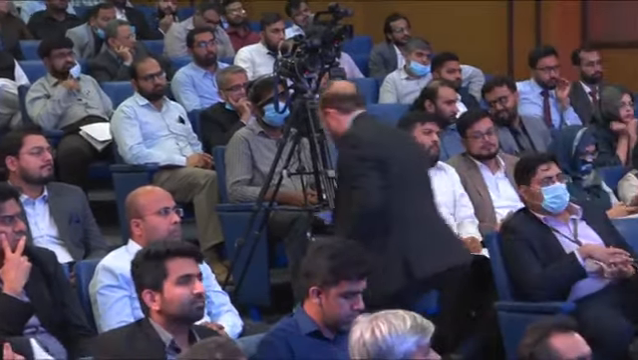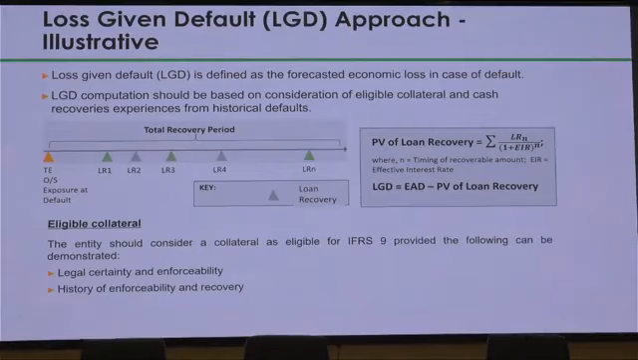So we have computed the probability of default. That was the first part of loss rate. The second part is loss given default. So how to compute the loss given default? What is loss given default? Loss given default is basically the economic loss that you have incurred on your historical defaulted portfolio.